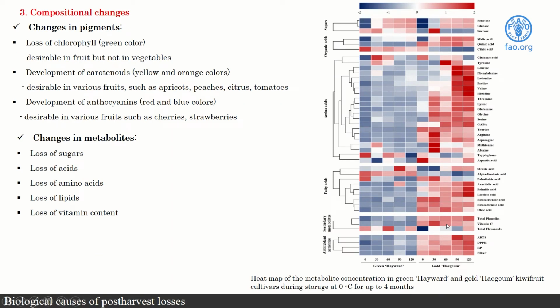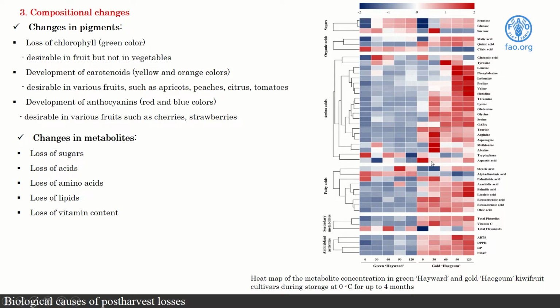The third biological cause of post-harvest loss is compositional change. It causes changes in pigments and changes in metabolites, which will lead to ripening and senescence, which in turn lead to loss of edibility and post-harvest loss.